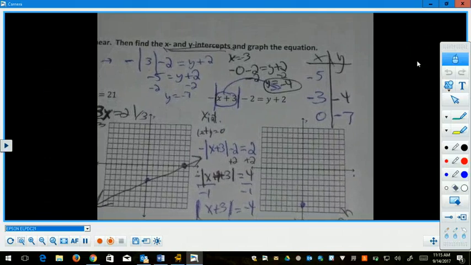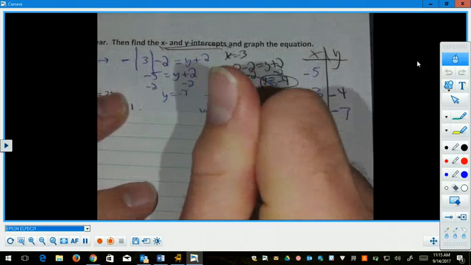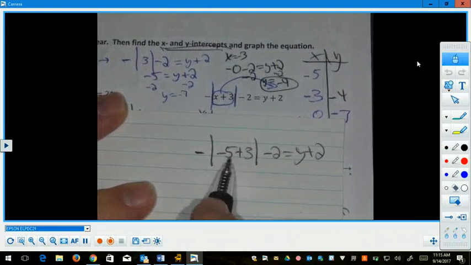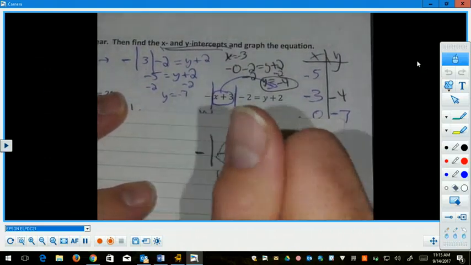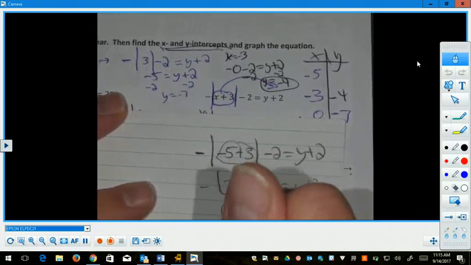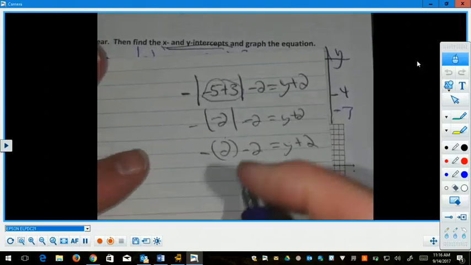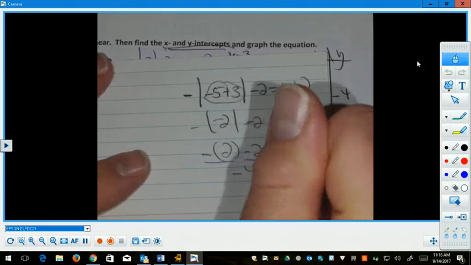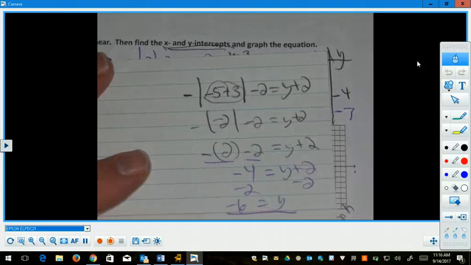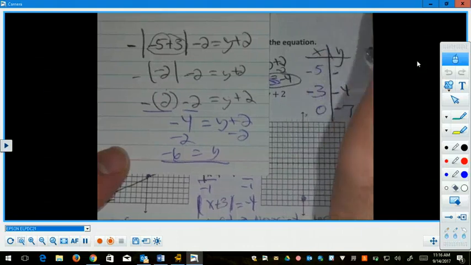Let me get a piece of paper just to do the other one so you can see it a little more clearly. I'm going to put in -5, so I have absolute value of -5 plus 3 minus 2 equals y plus 2. The -5 plus 3 is -2. The absolute value of that is 2, but I have this negative on it. So that means that I have -2 minus 2, which is -4. And when I subtract 2, I get y equals -6. So in my table, I say when x is -5, y is no, that's not right.